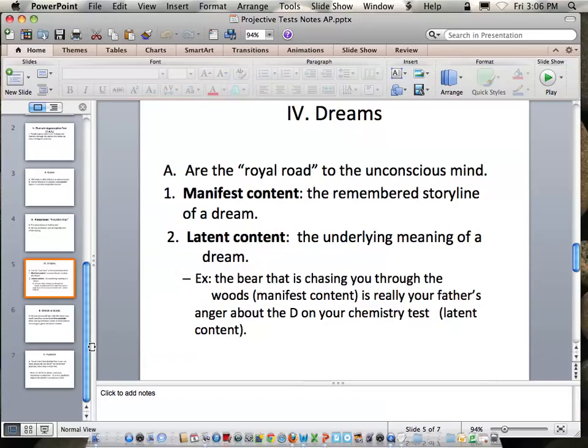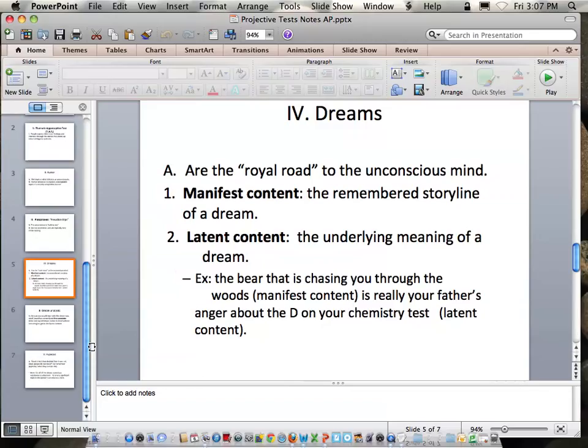The manifest content is the remembered storyline of a dream. So it's the stuff that only I know what I dream about, right? I'm the only person who can say what I dreamt about. The latent content is what we gain access to through someone who has training in psychoanalytic theory. So I can tell anybody about my dream, right? I was talking last week about that nightmare I had about somebody abducting my kid. I can tell you what that was about, but only somebody like Freud could tell me what that really means, like what was the underlying meaning, the latent content of that dream.